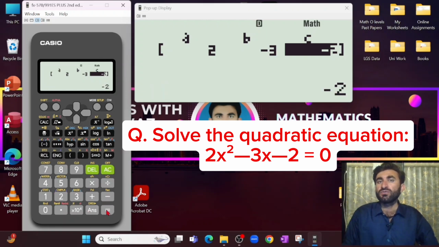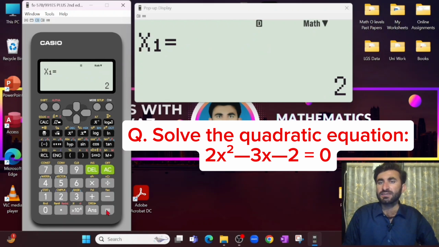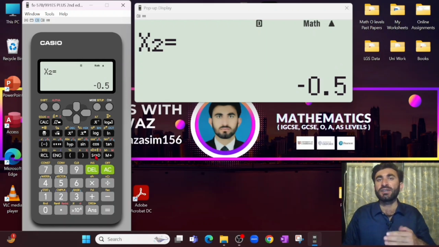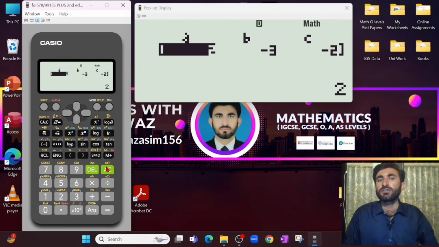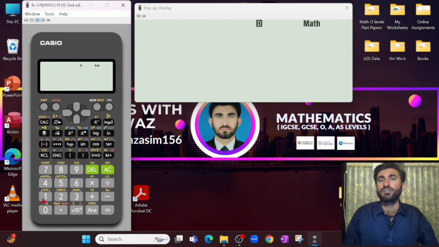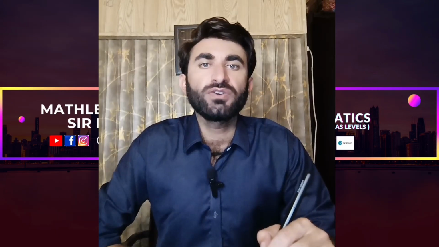Now press equal to once again to get the first value of x, it is 2. Press it once again to get the second value which is minus 1 upon 2. And if you need that in decimal form, just press S to D button and it converts it into decimal form. So that's how we solve any quadratic equation in standard form using calculator. So in order to go back, you will have to press setup and 1, and you are back in the normal mode.